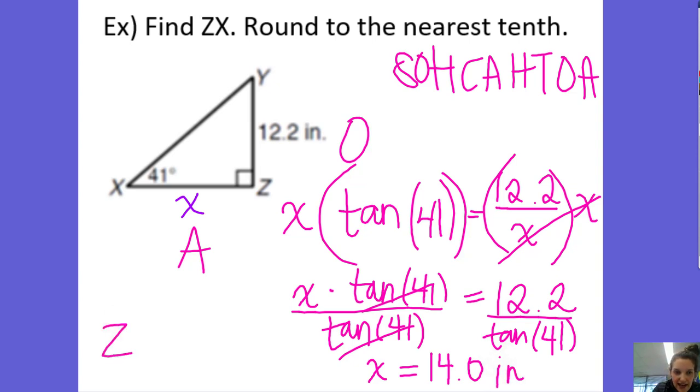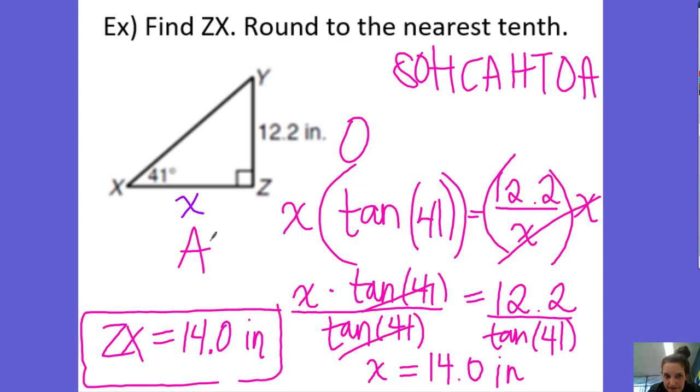So X, or ZX, is 14.0 inches. And you should write that 0 so that I know that it has been rounded to the nearest tenth, as opposed to it being just 14 exactly, because it's not 14 exactly, it's 14.0344947. So when it says round to the nearest tenth, even if the last digit is 0, you should still write it, just so I know that this is a rounded number, not a perfect whole number.